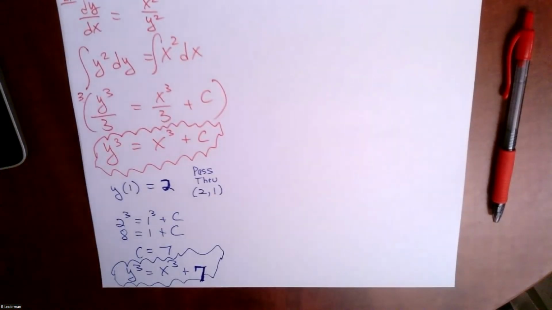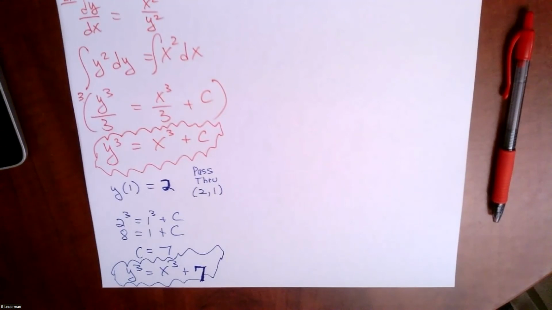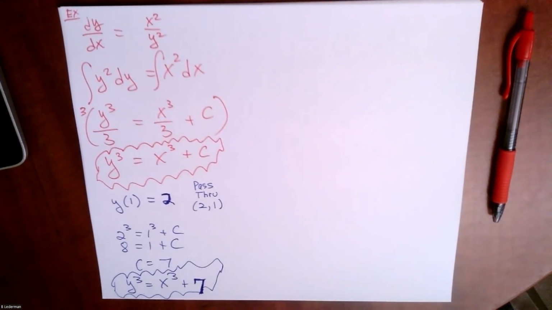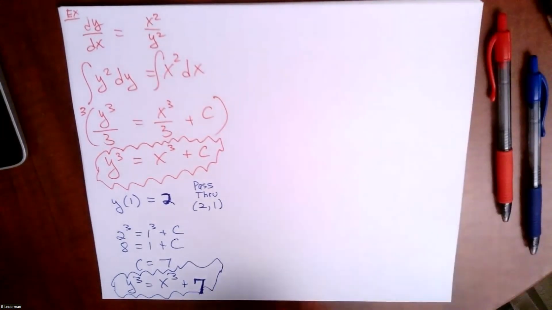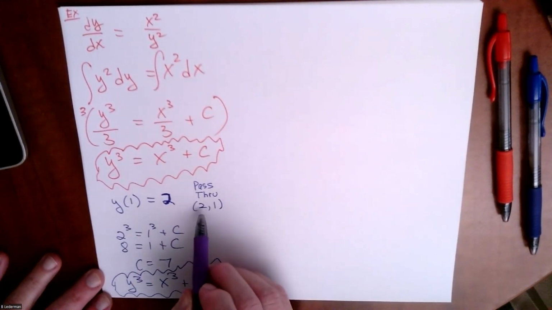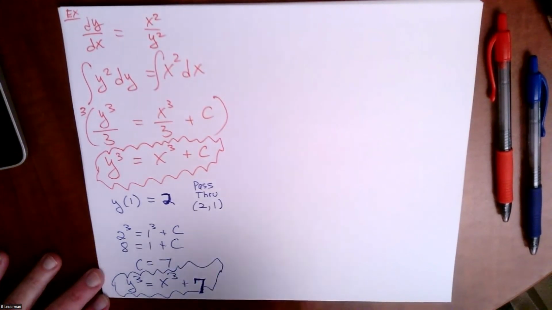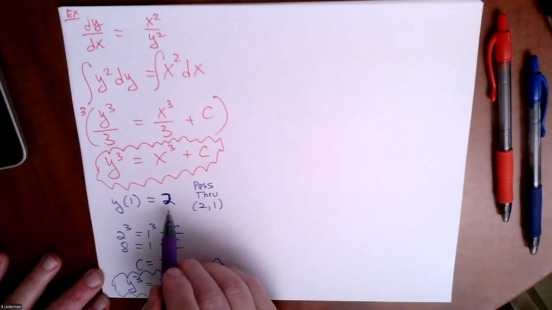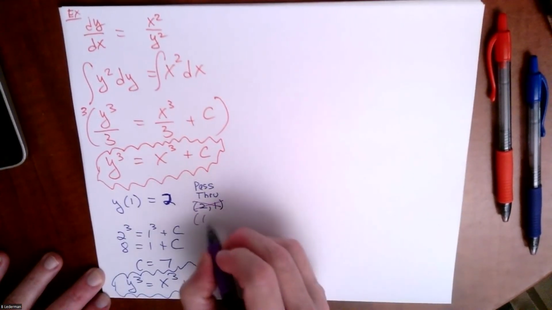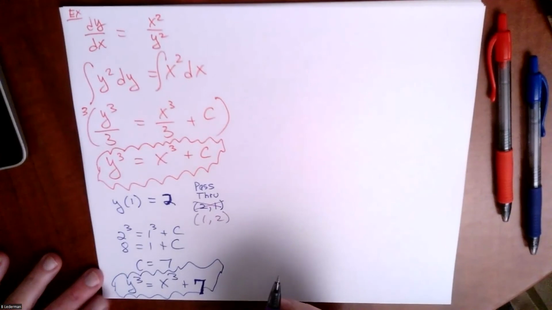Okay, so you had enough time to think about it. Did anybody figure out what went wrong? A very, very simple thing went wrong, and we're going to get a lesson from this. I said that y of 1 equals 2, and then I wrote here that it passes through the point 2 comma 1. But you see, the y value is 2 and the x value is 1, so it actually passes through the point 1 comma 2.